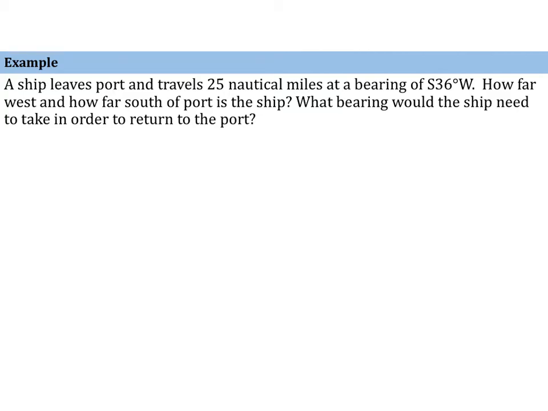Here we have a ship that leaves port and travels 25 nautical miles at a bearing south 36 degrees west. So what I do first is I start to draw a picture. After I've read the problem, I draw a picture. So we have our ship that leaves port. So let's draw port. And then it's going to head out on a bearing of south and then west. So I'll draw my cardinal directions as crosshairs over port.